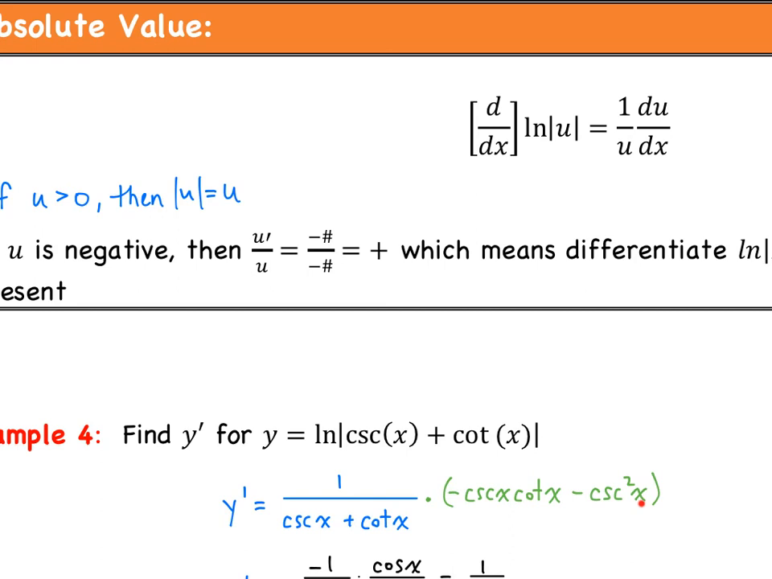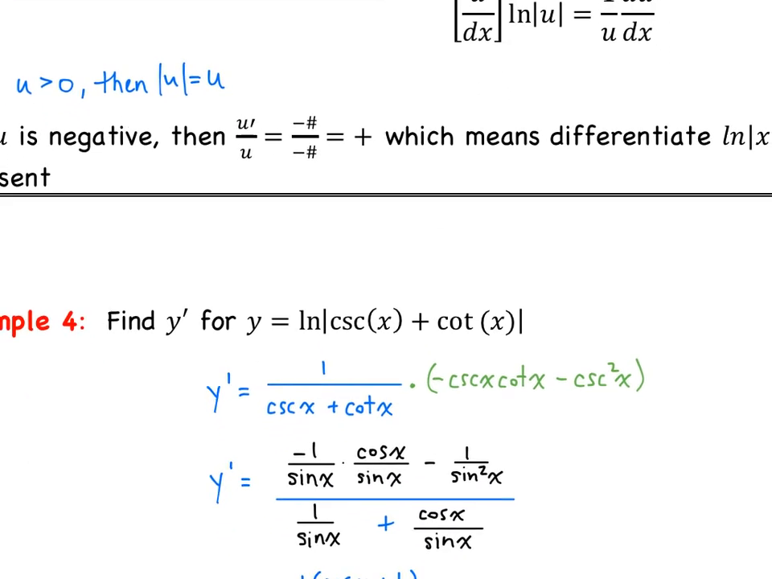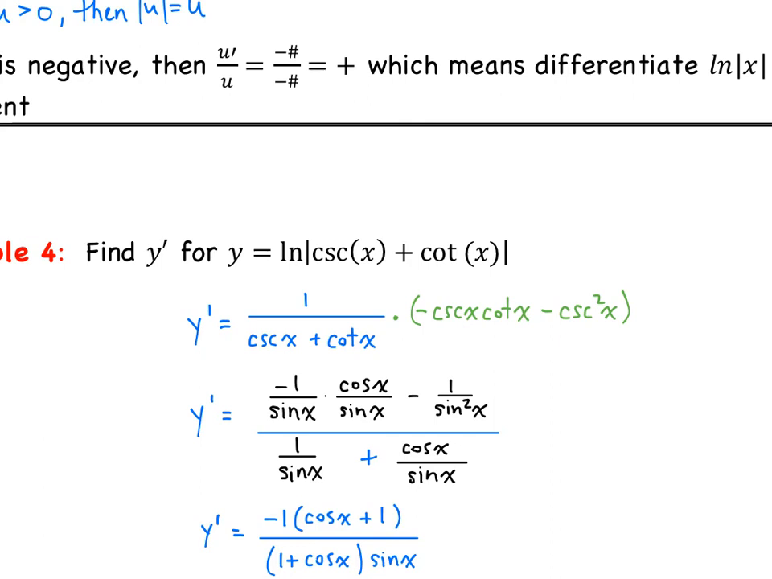So now we're going to clean it up, and the way I go through and clean this up is I'm going to rewrite some things. So instead of negative cosecant, I rewrote it as negative 1 over sine of x. Cotangent, remember, is just cosine over sine. And then minus cosecant squared is really like saying 1 over sine squared. And we can do the same thing for the denominator. Cosecant of x is really 1 over sine of x. And cotangent of x is, again, cosine over sine.